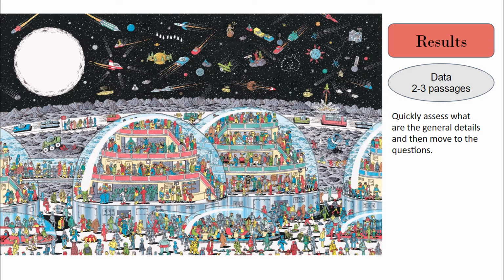So passage 3 is data. You're quickly going to get into the passage and look around, see what's happening. 20 to 30 seconds. It's like looking at a Where's Waldo picture. You see this is in space, there's asteroids, there's domes, they probably can't breathe, and then you're quickly to the questions.